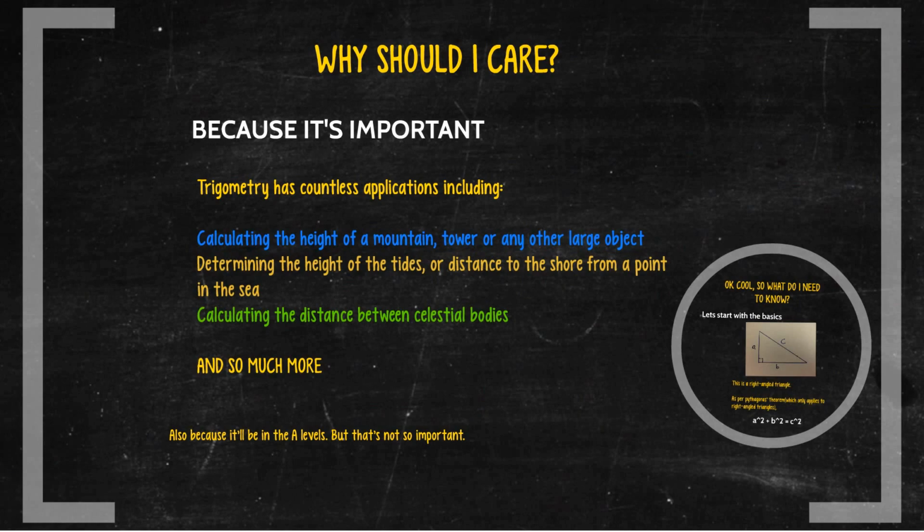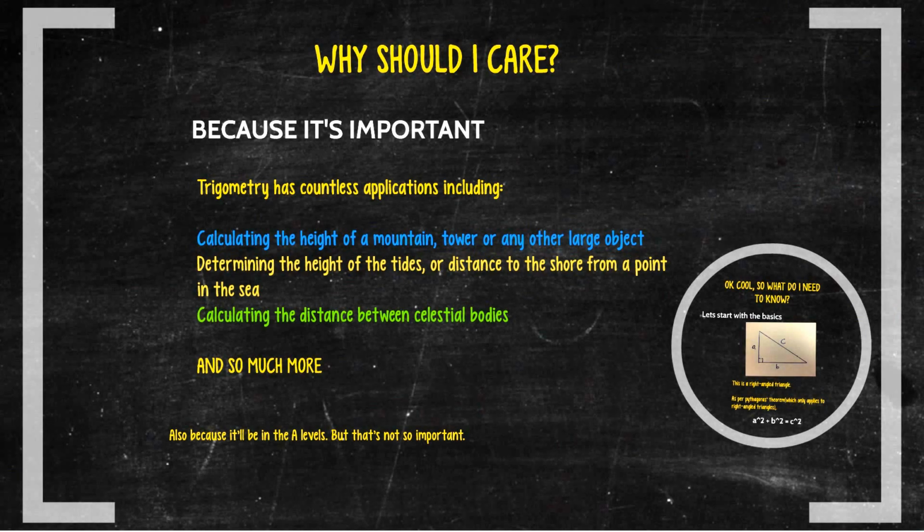So why is trigonometry important? Well, trigonometry is an important part of mathematics, and it has countless applications in real life. For example, you can use trigonometry to calculate the height of a mountain, tower, or any other large object. You can determine the height of tides or the distance to the shore from some point in the sea. You could also calculate the distance between celestial bodies, although these calculations would be a lot more complicated. And there are many more applications for trigonometry.